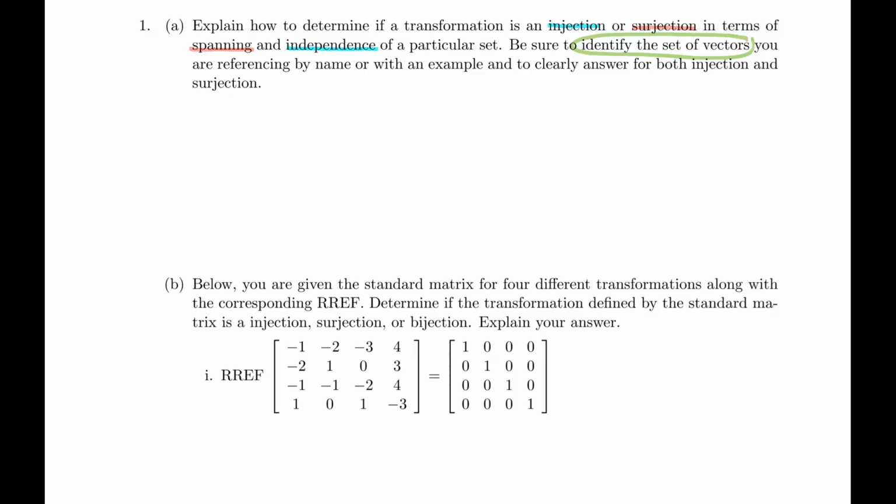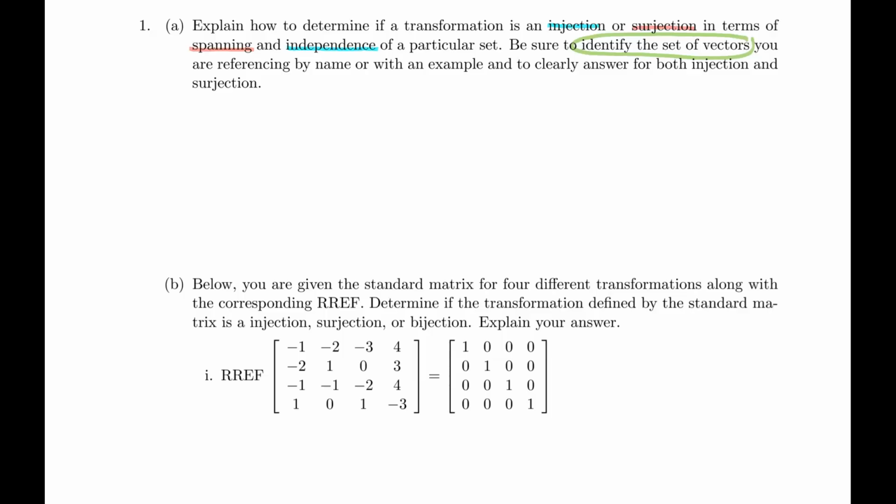Talking about a transformation being linearly independent doesn't make sense. Talking about a matrix being linearly independent doesn't make sense. What we want to talk about is a set of vectors and those vectors being linearly independent. Most folks who got a 1 out of 2 made this mistake: we didn't clearly reference that set of vectors and where one would find it in relationship to our linear transformation.